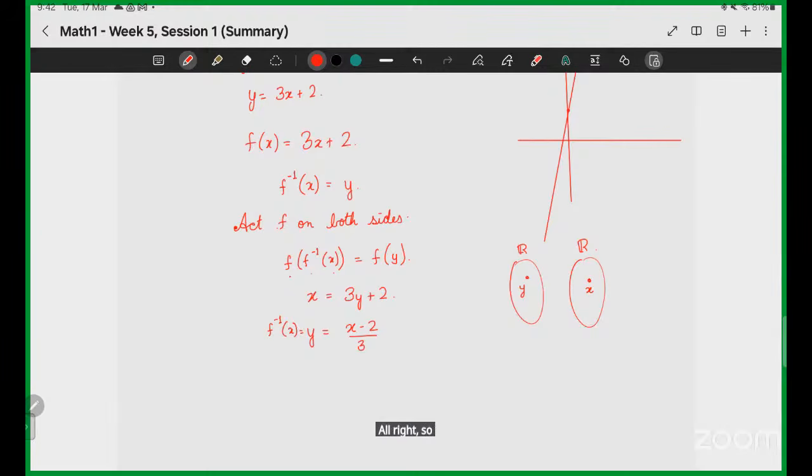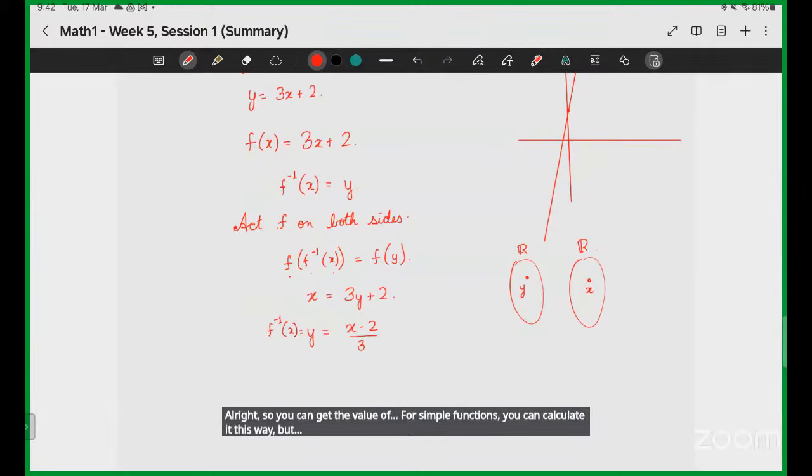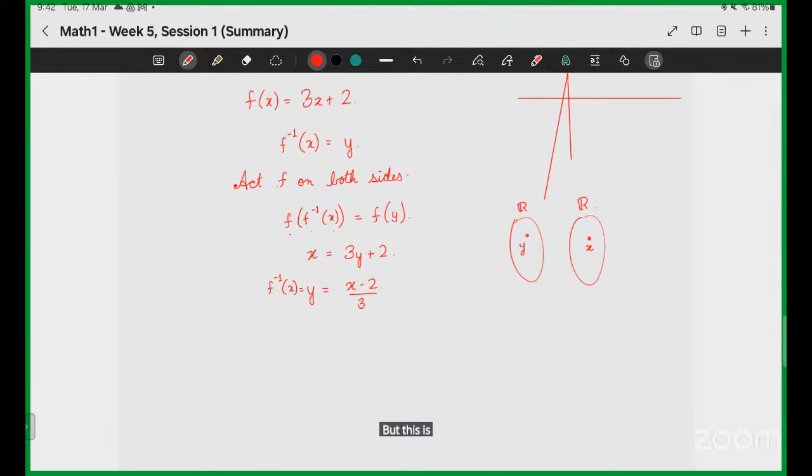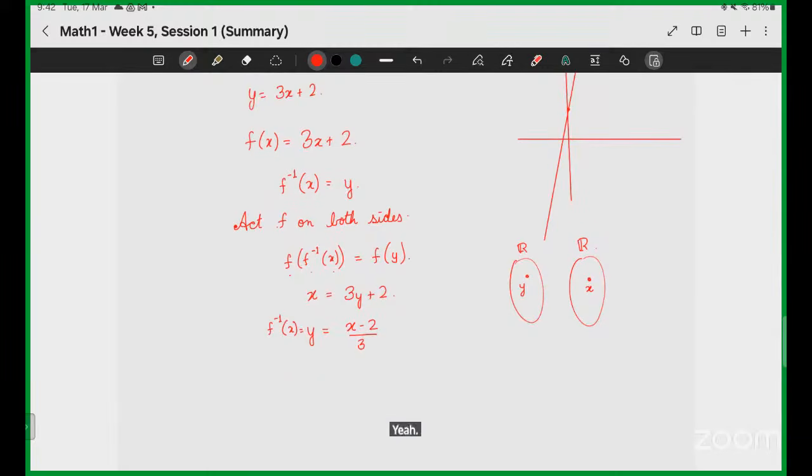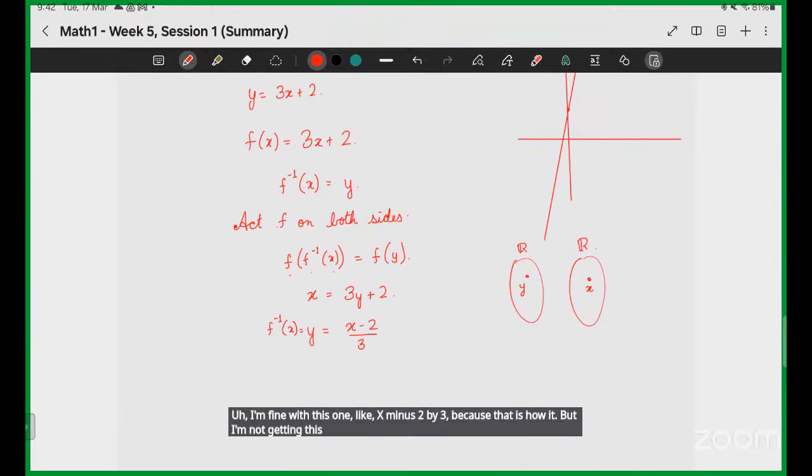All right, so for simple functions, you can calculate it this way, but there might be functions for which you will not get it so easily. But this is the procedure, and for the problems that you will be getting, this will work fine. But I'm not getting this x is equal to 3y plus 2.